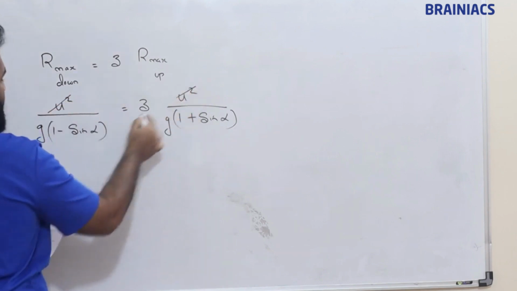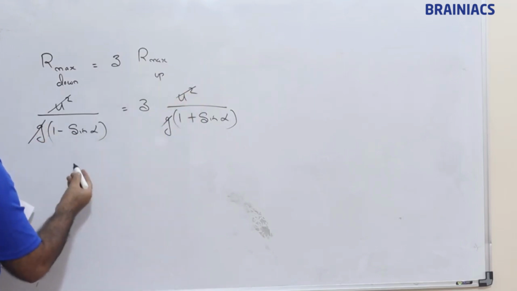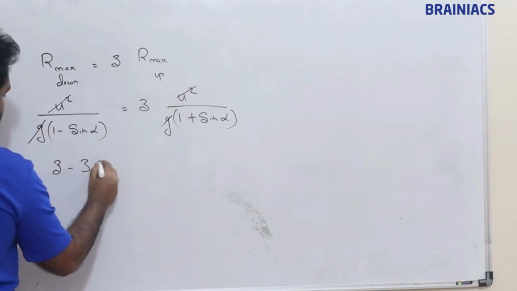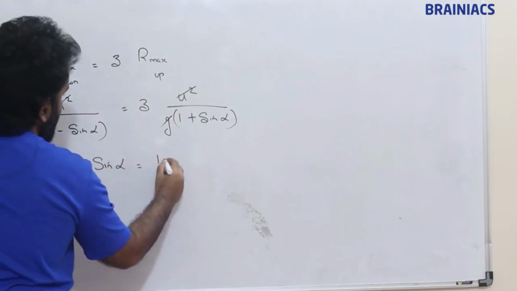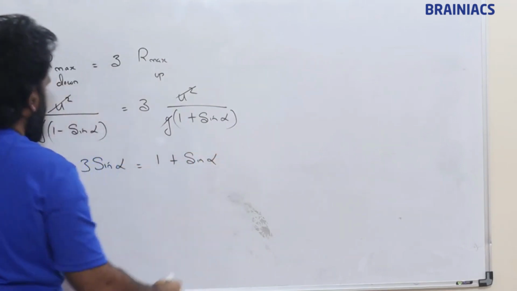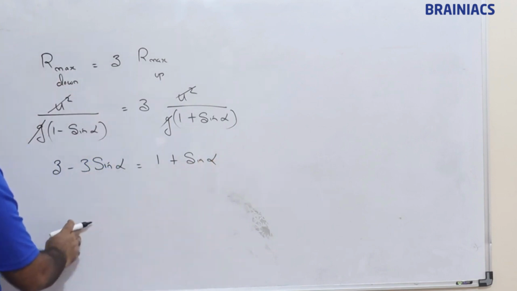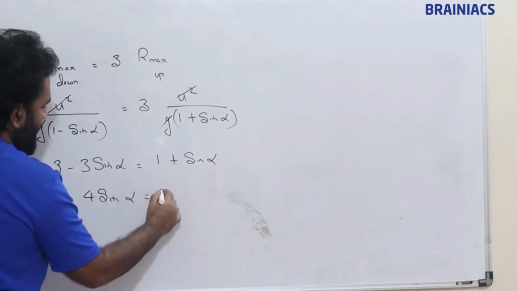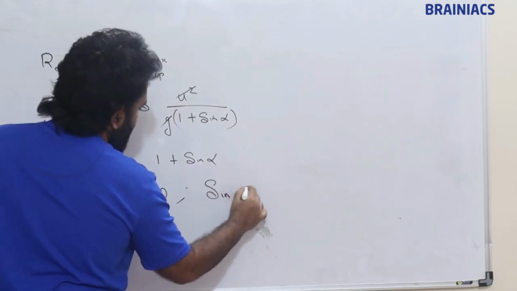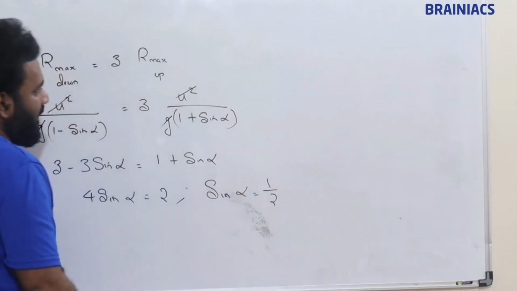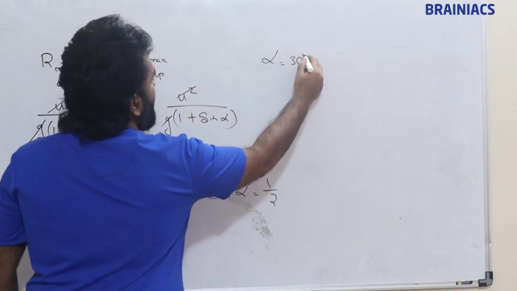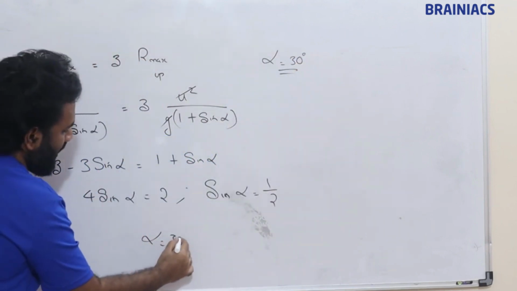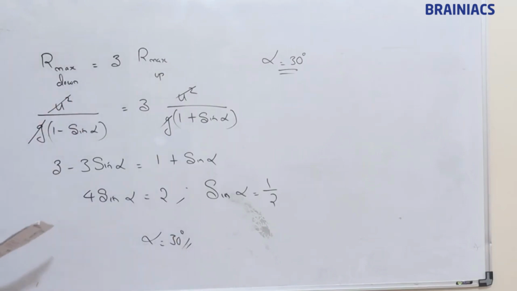So u square by g can be cancelled off, so this is 3 minus 3 sine alpha is equal to 1 plus sine alpha. So if it goes to that side, this will become 4 sine alpha, and the other side is going to be 2. So sine alpha is equal to 1 by 2, so alpha is equal to what? 30 degree. Alpha is equal to 30 degree, right? That is the answer for this question, option A. Clear?